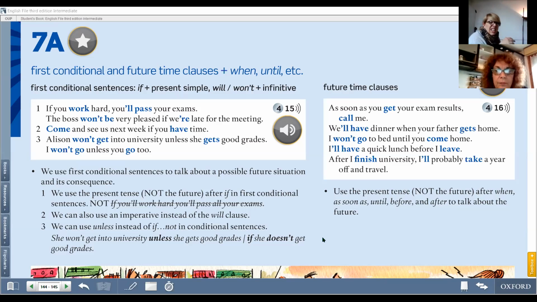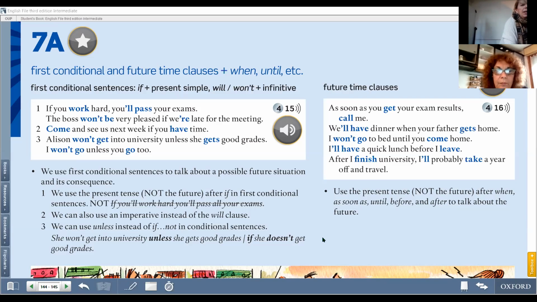You read it. First conditional sentence: present simple, will, plus infinitive. Only read, not do the exercise. If you work hard, you will pass your exams. The boss won't be well pleased if you are late for the meeting. Come and see us next week if you have time. Alison won't get into university.